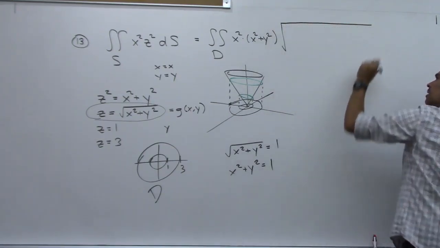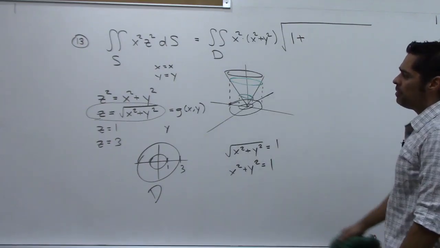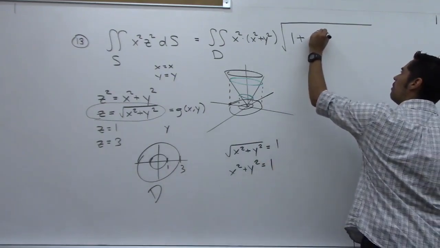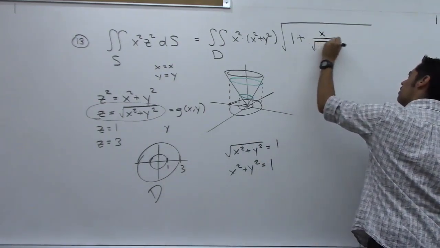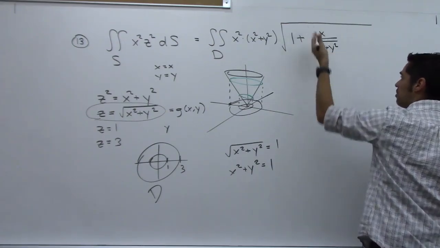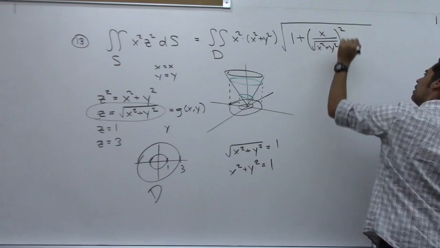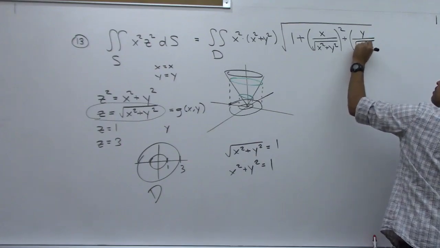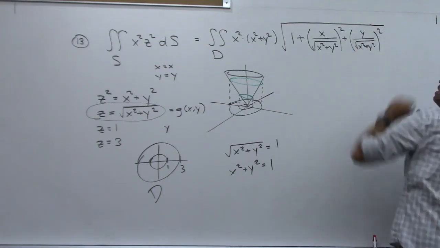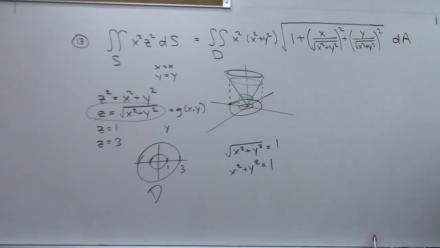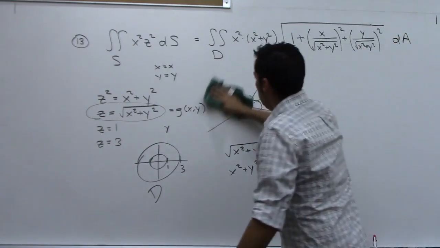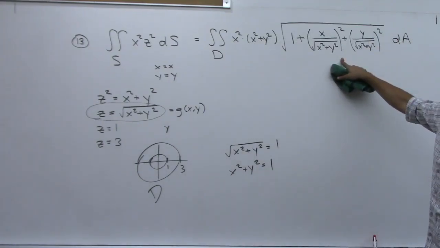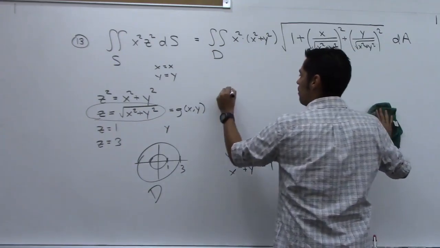the square root of 1 plus the partial of g with respect to x, squared. So taking the derivative of this root, we did that earlier in a different problem. It was x over the square root of x squared plus y squared, and then we had to square it. And then we did the same thing on this one: y over the square root of x squared plus y squared, and then we square it. And then we have dA. When we did this earlier and squared it, I don't know if you remember, it turned into root 2. So I'm going to just write a root 2 on the outside.